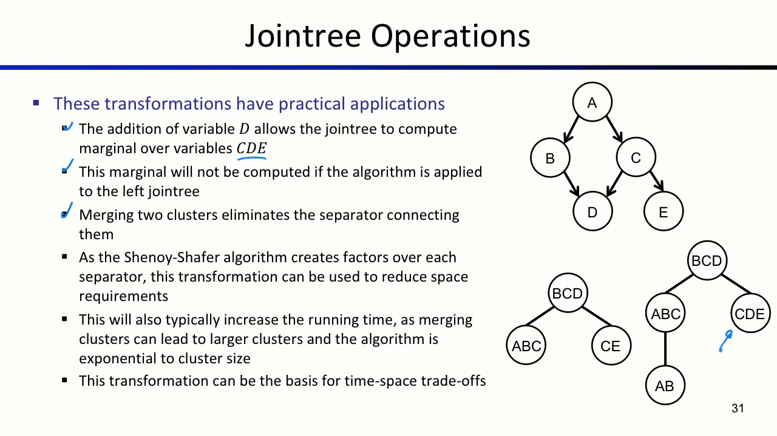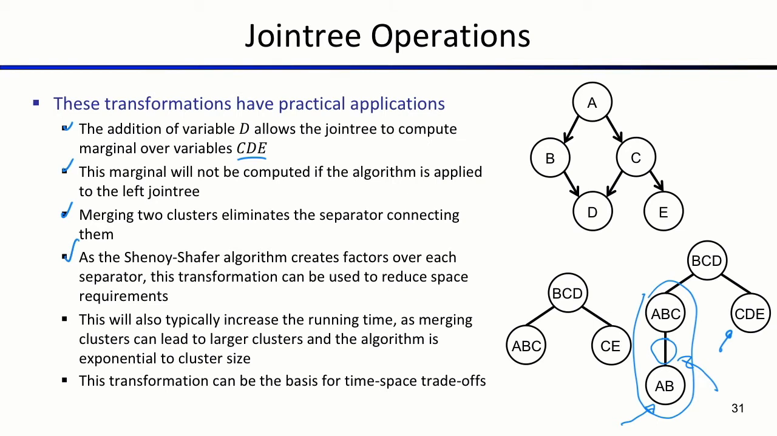That's good. Merging two clusters eliminates the separator connecting them. If we look at architectures like Shenoy-Shafer or Hugin, those algorithms create factors over the separator. So this transformation can be used to reduce space requirements. When we merge clusters like we did here, we are eliminating the separator, so we are saving space for this separator. In the case of the Hugin architecture, we are also saving the space that we use to store the factor in the cluster. So we can gain a little bit of space when we do that.